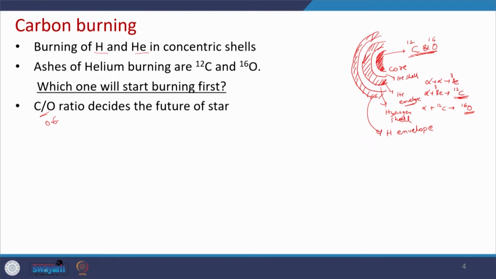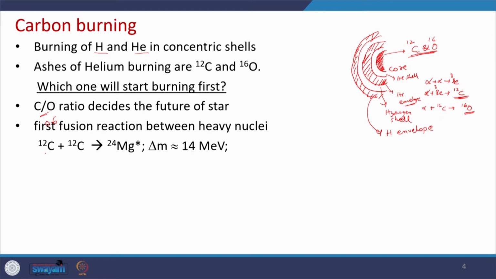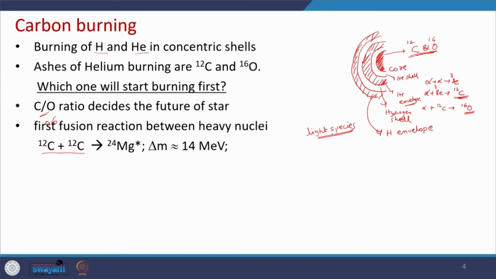So, this I want to mention because I have discussed the ratio of carbon and oxygen in the previous lecture. Interestingly, the first fusion between heavy nuclei in stellar evolution is here with us, and that is carbon plus carbon. Why am I saying it is the first fusion reaction between heavy nuclei? Because till now, whatever reactions we have discussed, either it is proton plus proton, proton plus carbon, or alpha plus oxygen, everywhere you come across lighter particles, lighter species. So, light species were involved until now.